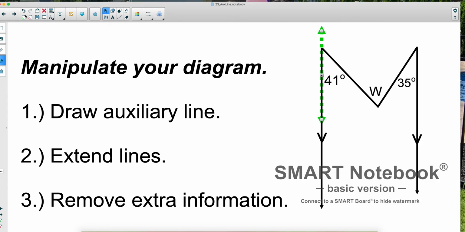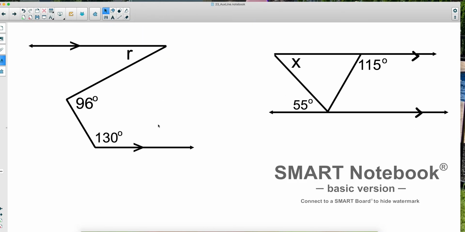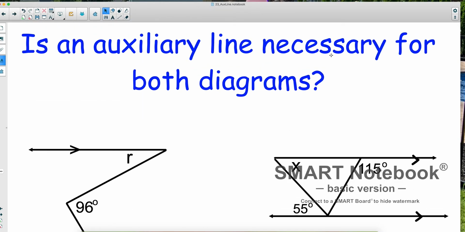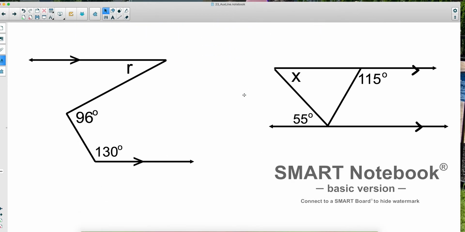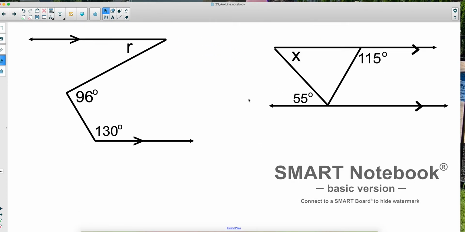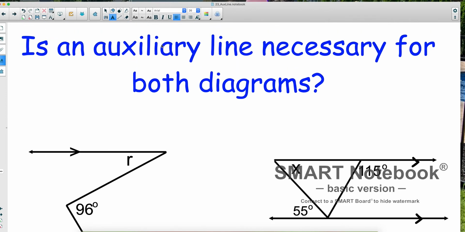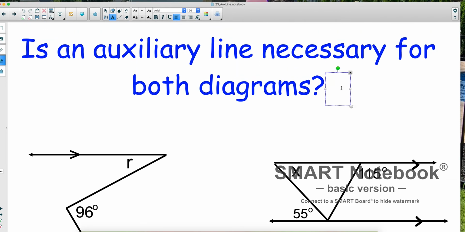All right, so what we're going to do next is look at these two diagrams and decide, is an auxiliary line necessary for both diagrams? If you take a look here, you can pause this and take a guess or try it out. Do you think we would need an auxiliary line for both? I'm going to go through it. So the answer here is no. It's not necessary for both, right?